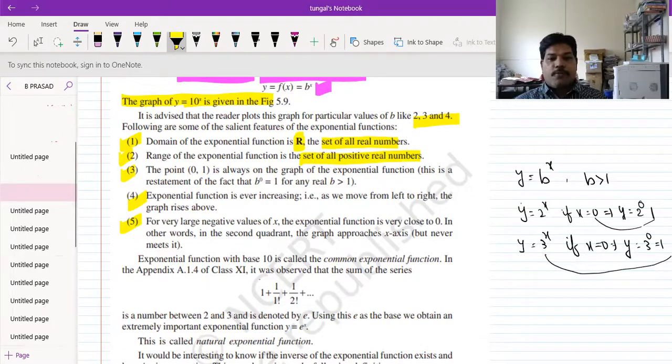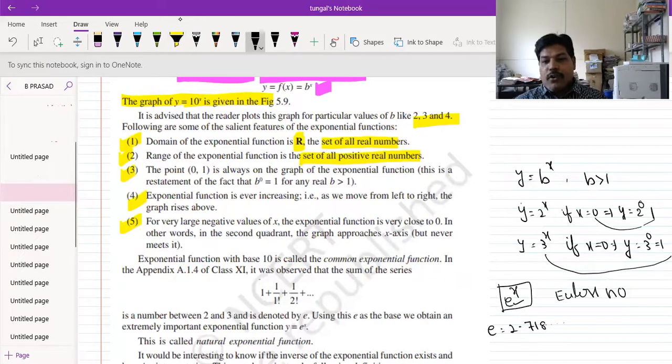And also, the exponential function can be written in the form e power x. We are going to introduce e power x. What is this e value? The e value is called Euler's number. This e value is equal to 2.718 and so on. This value is never ending, and it is also an irrational number.